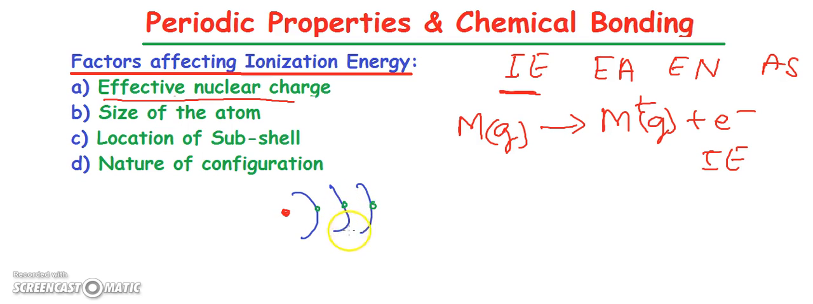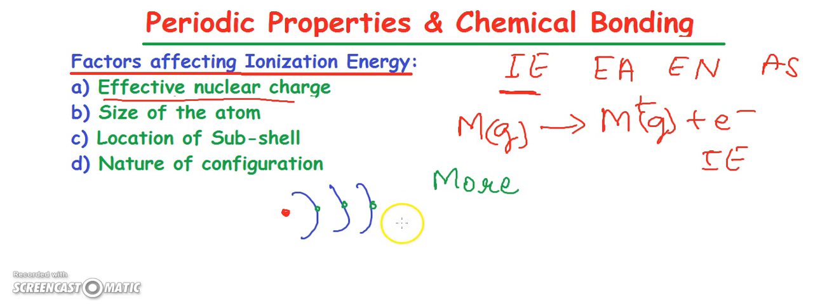That's why if the electrons are tightly held, okay, so the effective nuclear charge is going to be more. Fine, more is the effective nuclear charge, more tightly are the electrons held with the nucleus and more is the energy required to remove the electron, with which we get a higher ionization energy for that electron.